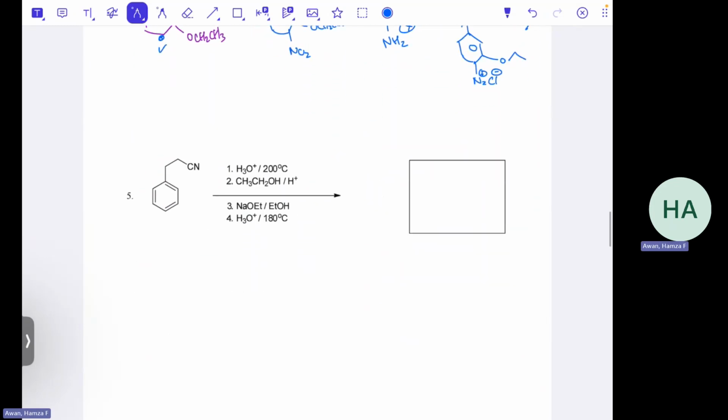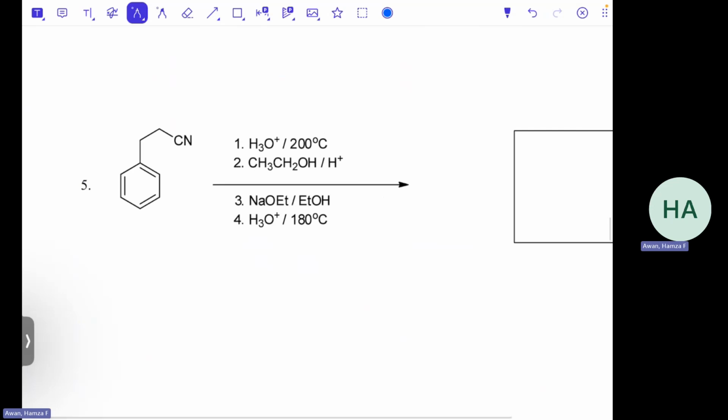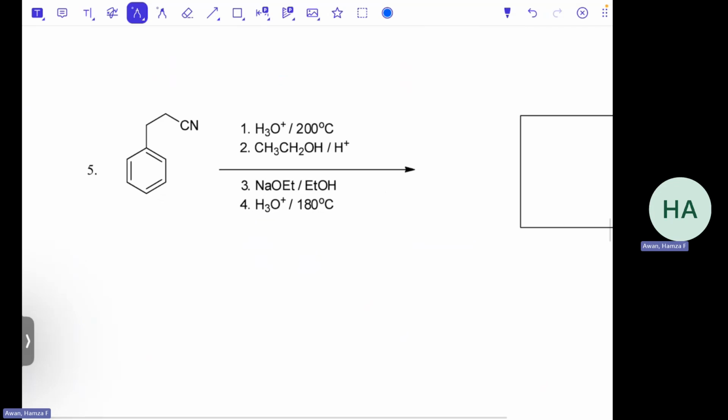So this is going to be our last synthesis question, or reaction. On this one we have a nitrile group, and this is going to be reacted with H3O+ and 200 degrees Celsius. What this is going to do is oxidize it all the way into a carboxylic acid. So our nitrile is going to become a carboxylic acid. And if you didn't know what this does, if you look at the next one, it's a pretty simple reaction. This is Fischer esterification. And we know that Fischer esterification goes with carboxylic acids.